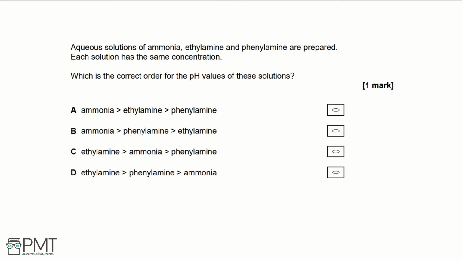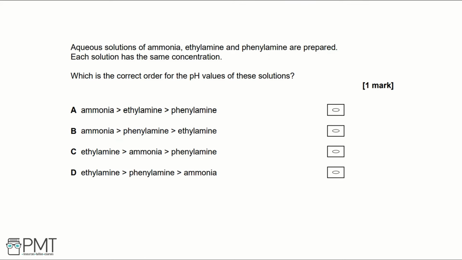Aqueous solutions of ammonia, ethylamine, and phenylamine are prepared. Each solution has the same concentration. Which is the correct order for the pH values of these solutions? A. Ammonia, ethylamine, and then phenylamine. B. Ammonia, phenylamine, and ethylamine. C. Ethylamine, ammonia, and then phenylamine. Or D. Ethylamine, phenylamine, and then ammonia.